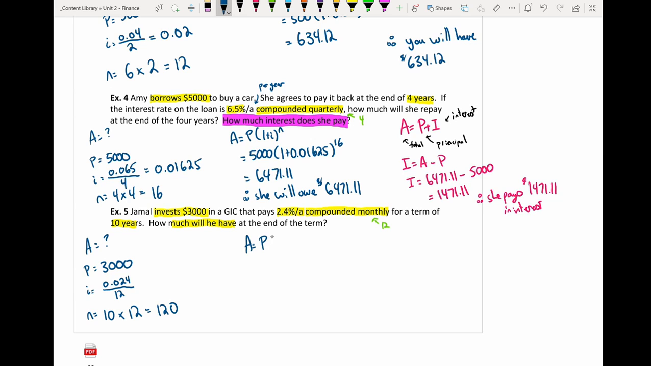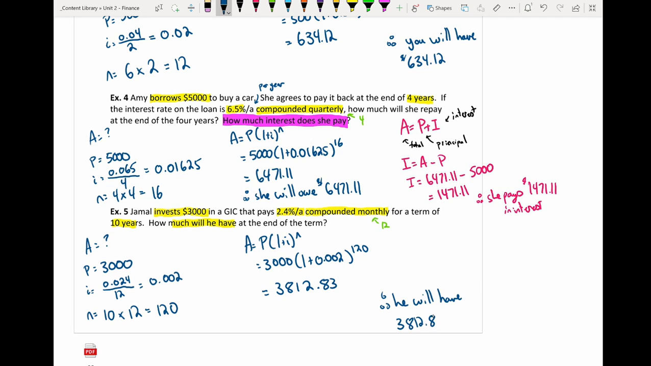Now I can just take my formula and plug in the information. So 3,000 times 1 plus, go back and calculate this, 0.002. So 3,000 times 1 plus 0.002 to the power of 120. We should get a value of $3,812.83. So therefore, you will have $3,812.83.